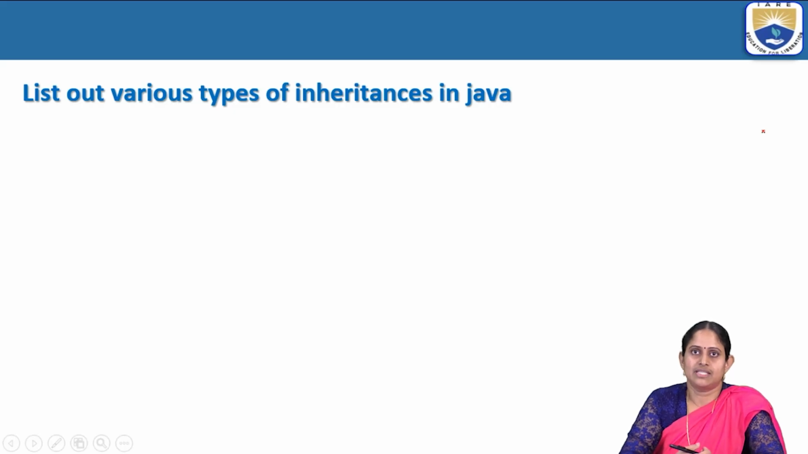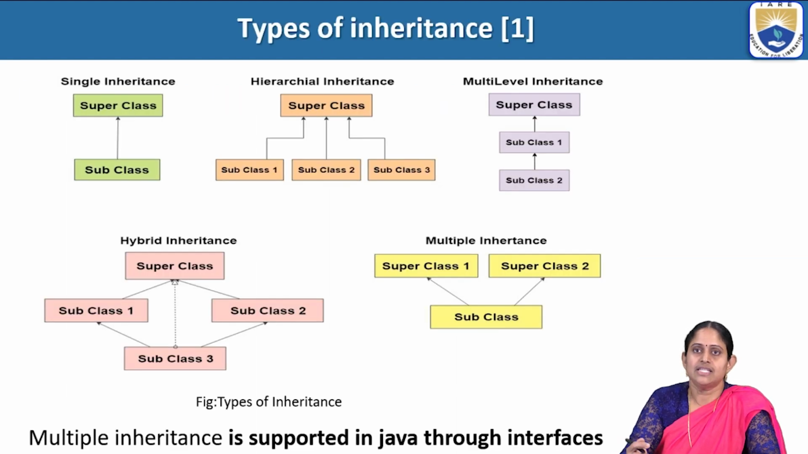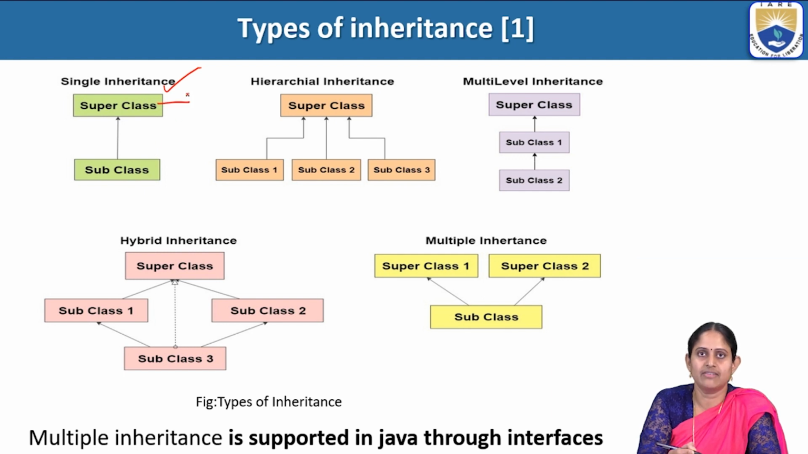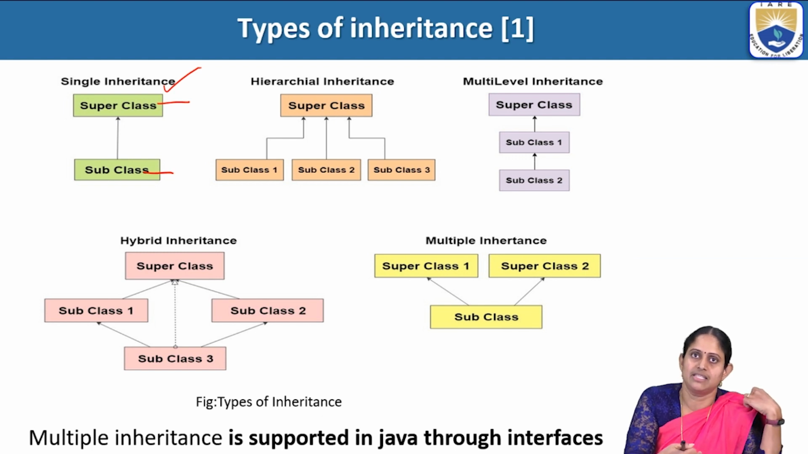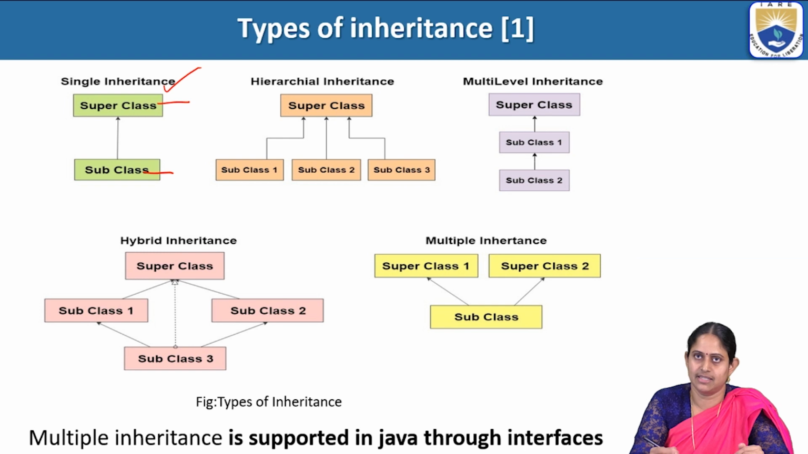Let's move on to the question. Now, list the various types of inheritance in Java. These are the various types of inheritance in Java. First one is single inheritance, wherein we have one level of inheritance. The topmost level is the superclass, and the lower level is the subclass. There is only a single level of inheritance.